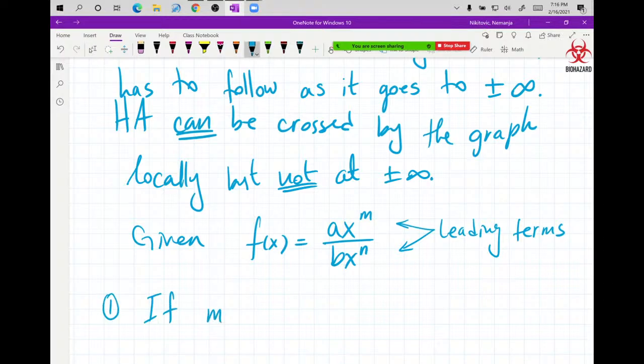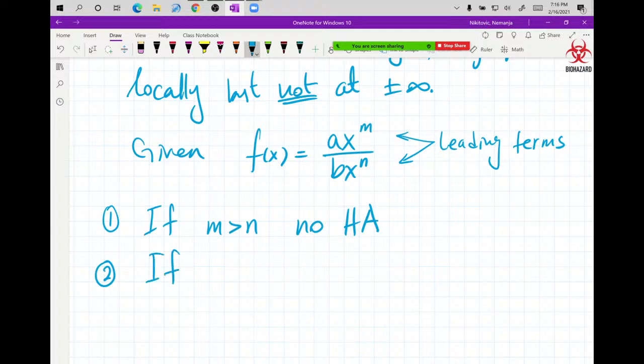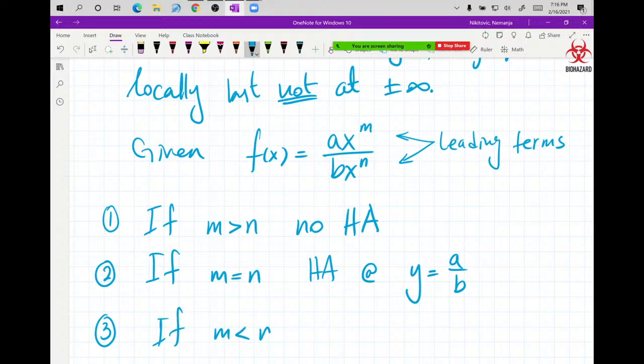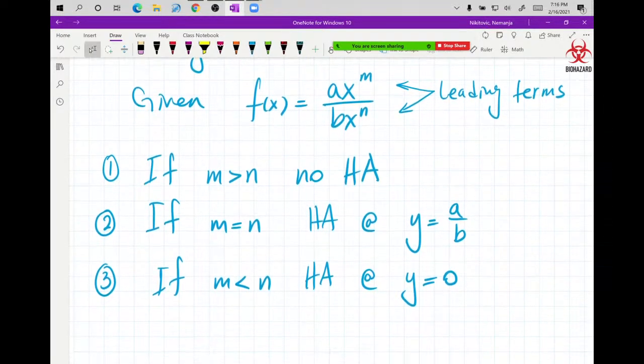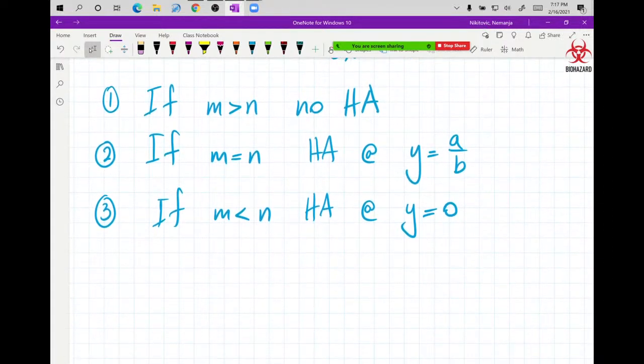If m is bigger than n, no HA. Two, if m equals n, HA at y equals a over b. Three, if m is smaller than n, HA at y equals 0. So these are the three rules that you have to memorize and use for horizontal asymptotes for rational functions until you hit calculus, where we give you the formula for all functions.